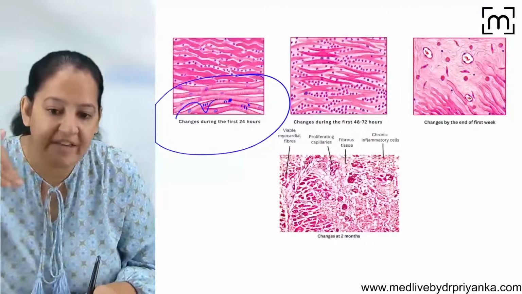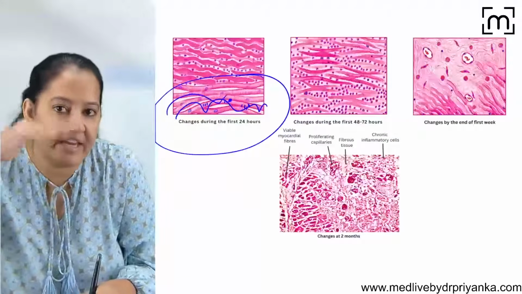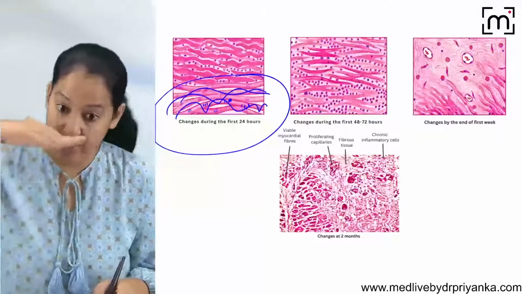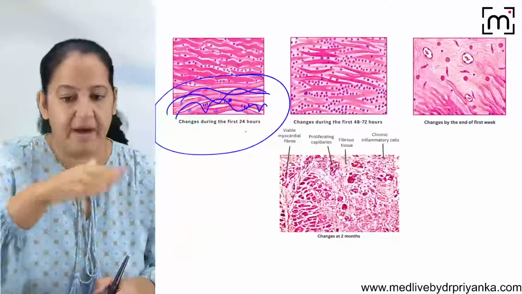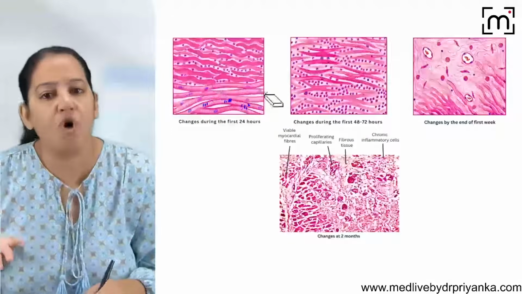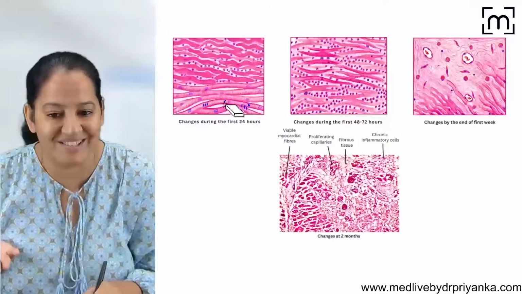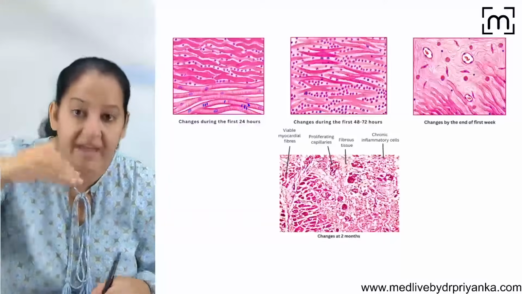They are looking wavy, wavy. This is known as waviness. They are not straight. They are wavy. Otherwise, they are normal. They have their normal nucleus. They have their normal striations. But the only thing is, they are wavy.